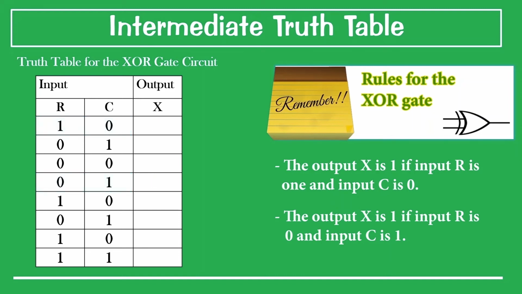So to find the value of X: 1 and 0 equals 1, 0 and 1 equals 1, 0 and 0 equals 0, 0 and 1 equals 1, 1 and 0 equals 1, 0 and 1 equals 1, 1 and 0 equals 1, and finally 1 and 1 equals 0.